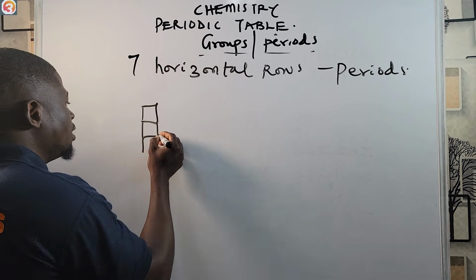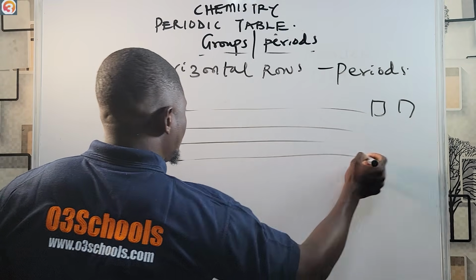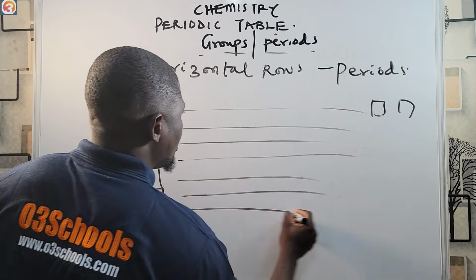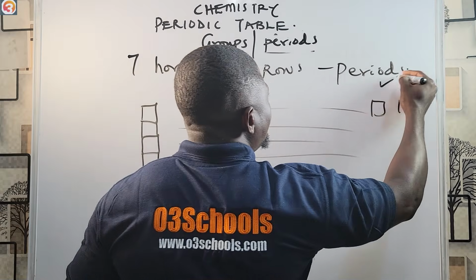You see a periodic table, one is being shown right now. 1, 2, 3, 4, 5, 6, 7. All right, so these are rows like this. These are rows. So these are the rows. All right, so we have 7 horizontal rows that we call the periods.